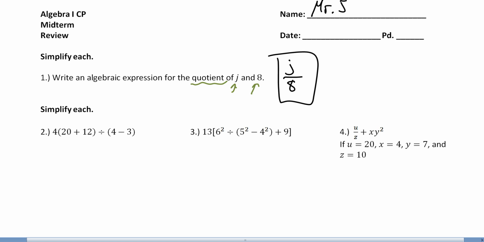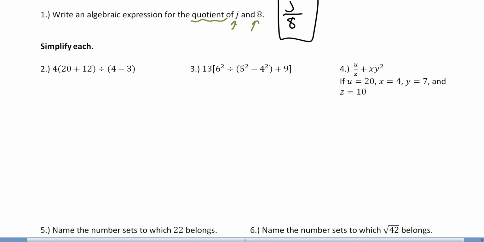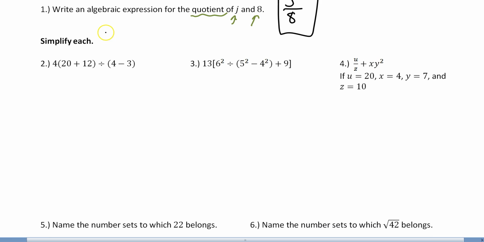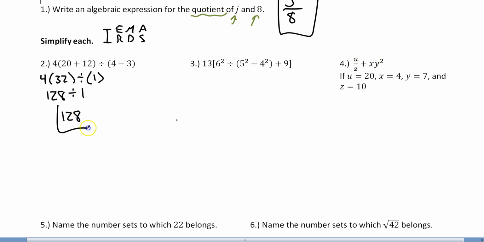If I look at the next couple, we're really just using order of operations here. So in this one, order of operations, remember, PEMDAS: it's inclusion symbols, then exponents and roots, then multiplication and division, then addition and subtraction. So I'm going to start with the inclusion symbols. Inside this first set, I have some addition to do. That's a 32. The second set, I have to do the inclusion symbols once again. I subtract that and it gives me a 1. And now I do the multiplication followed by the division only because they're written that way from left to right. So here when I do this multiplication, that's 128. And then divided by 1, that gives me 128. That's all there is to it.